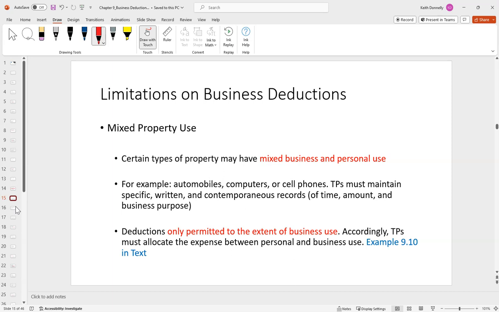Say you have a cell phone, right, that you use in your self-employed business. 40 or 50% of the time you use it personally, the other remaining time you use it in business, right? Well, the business percentage is the amount you get as the deduction. You don't get the entire deduction. So they kind of make you prorate that there.